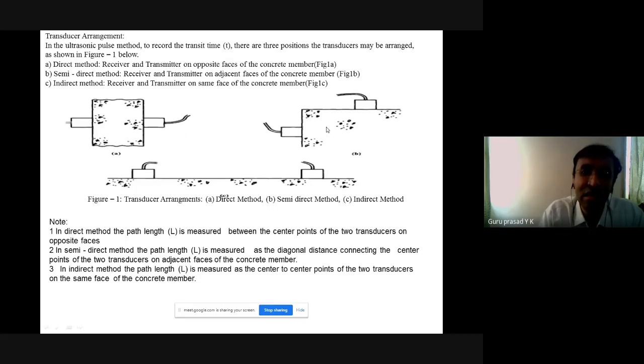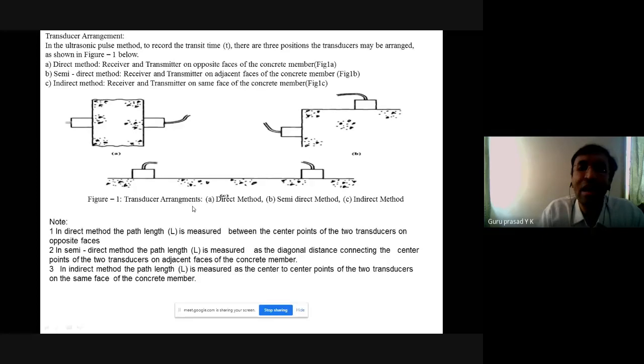In one case I have only two surfaces of the concrete member I can access, and if I place the probes like this, what happens in this case? The ultrasonic pulse wave travels in an oblique manner from the transmitter to the receiver, because I don't have access to the other faces of the structural member. So I have to place it like this. This is called the semi-direct probing method.